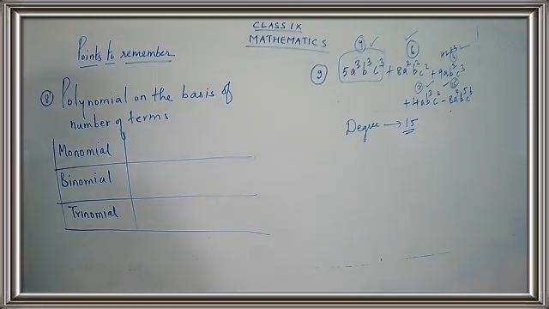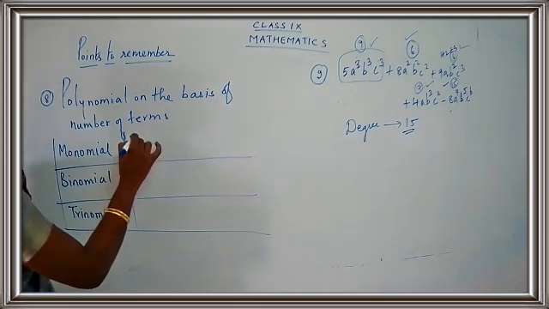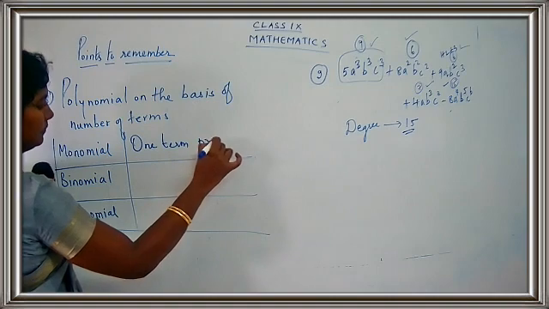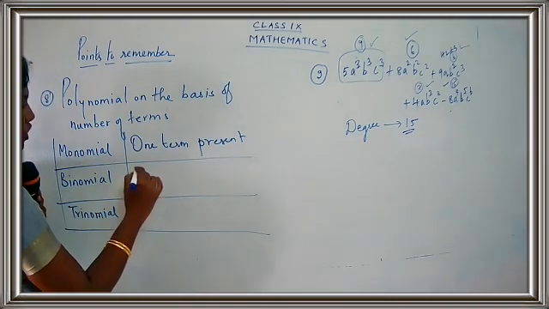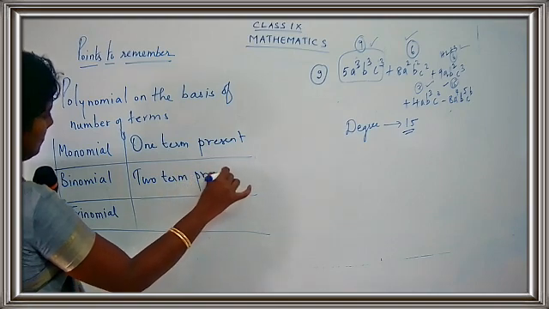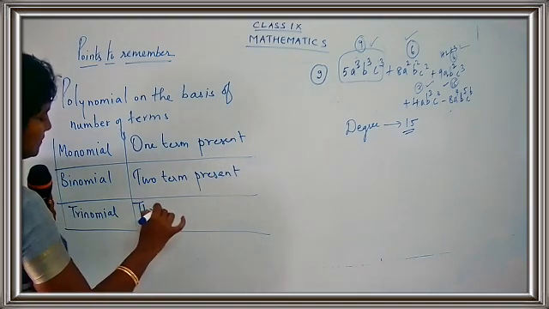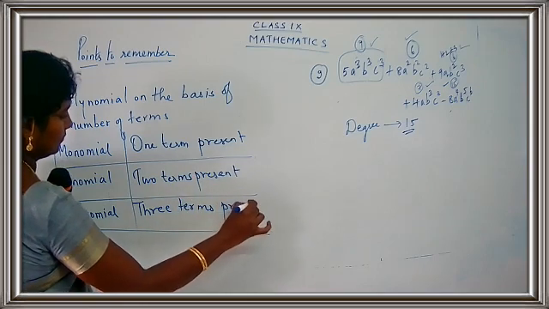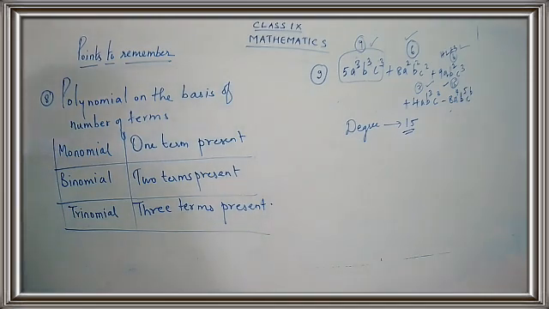So for monomial, how many terms are there? Only one term is present. Monomial means one term present. Binomial, two terms present. And trinomial means three terms present. So monomial, one term present. Binomial, two terms present. And trinomial, three terms present.